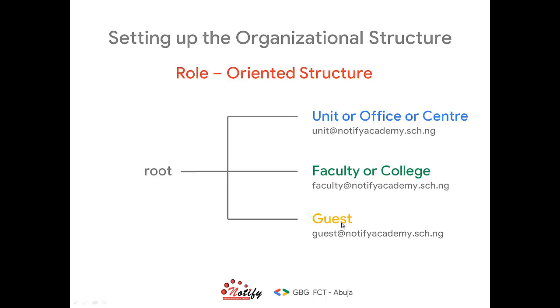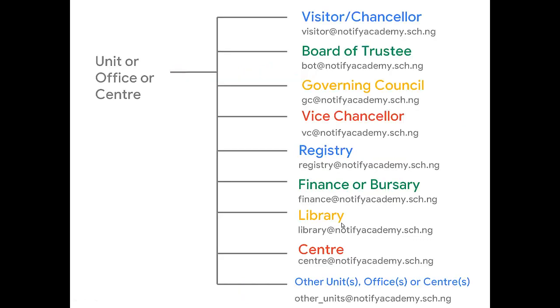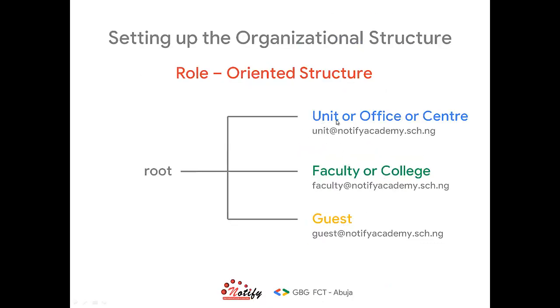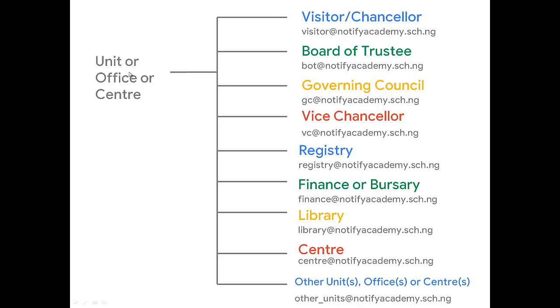Very simple. Moving forward, what I'm going to do is we're going to talk about each one of them, then see how best, and also how to create it. Basically, under the unit, office or center, you can have the visitor or the chancellor of the school, something like that. So this would be his account, visitor at notifyacademy.sa.ng. Okay, mind you, let me correct something.